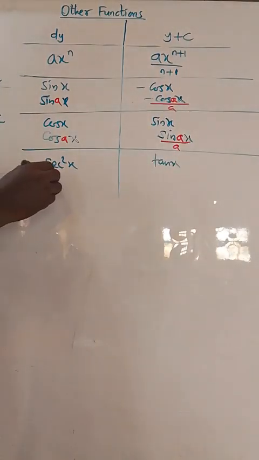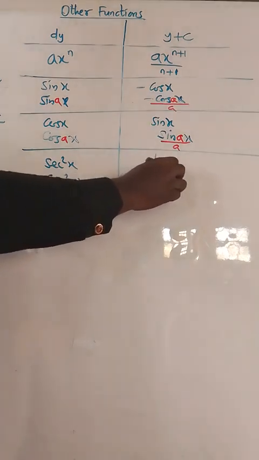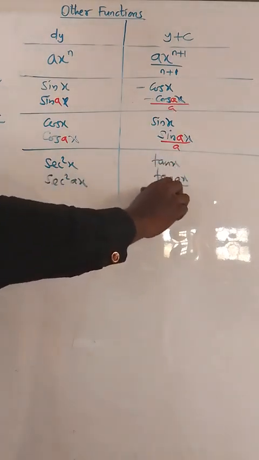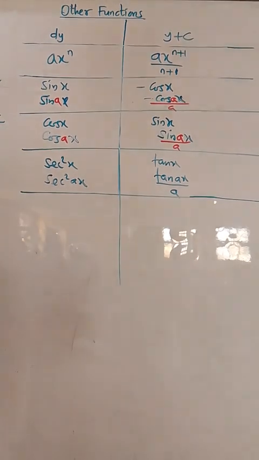What about sec square ax? The answer will be sine ax over a. These are for the basic trig function. Now let's move to exponential function.